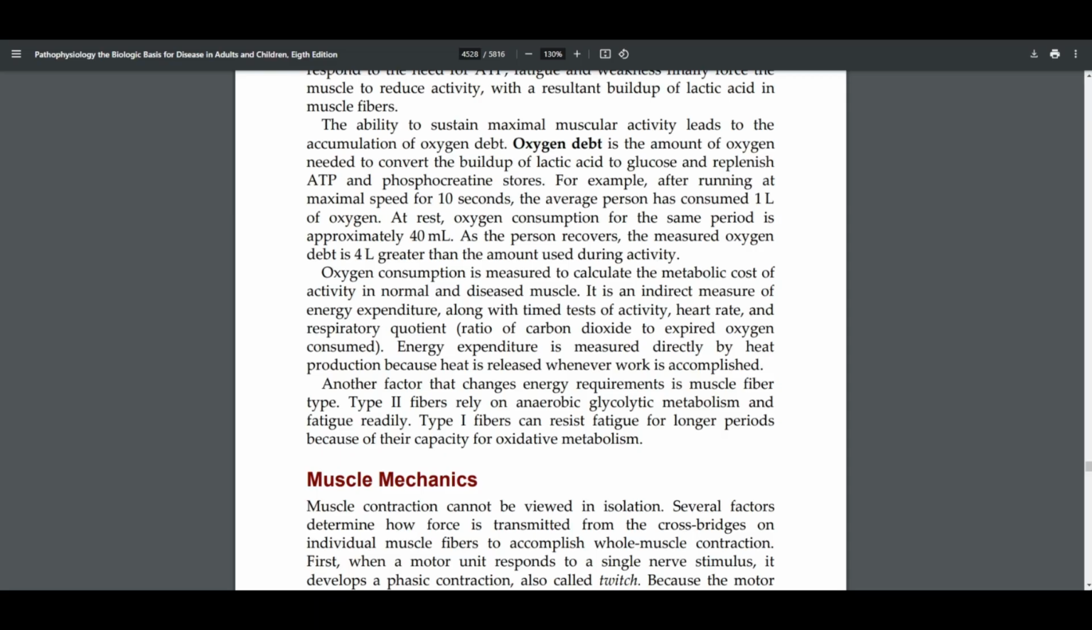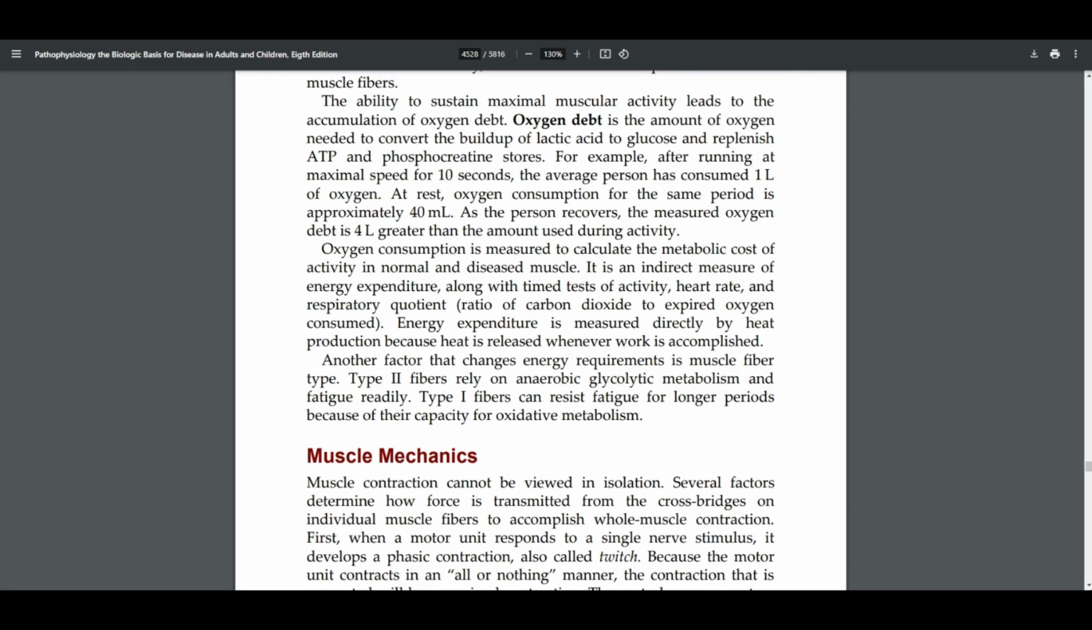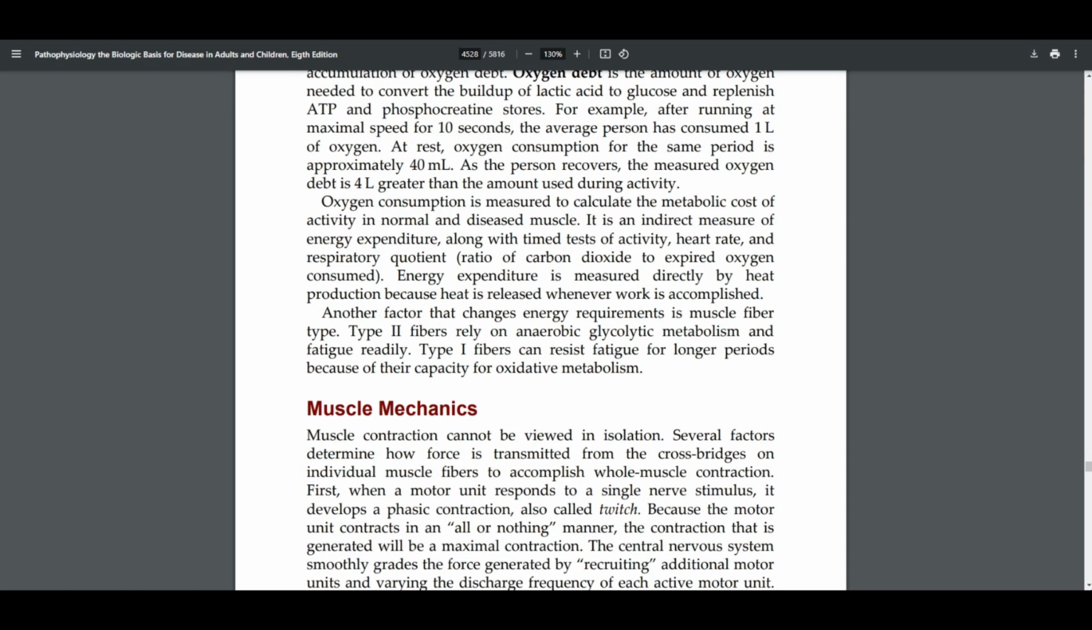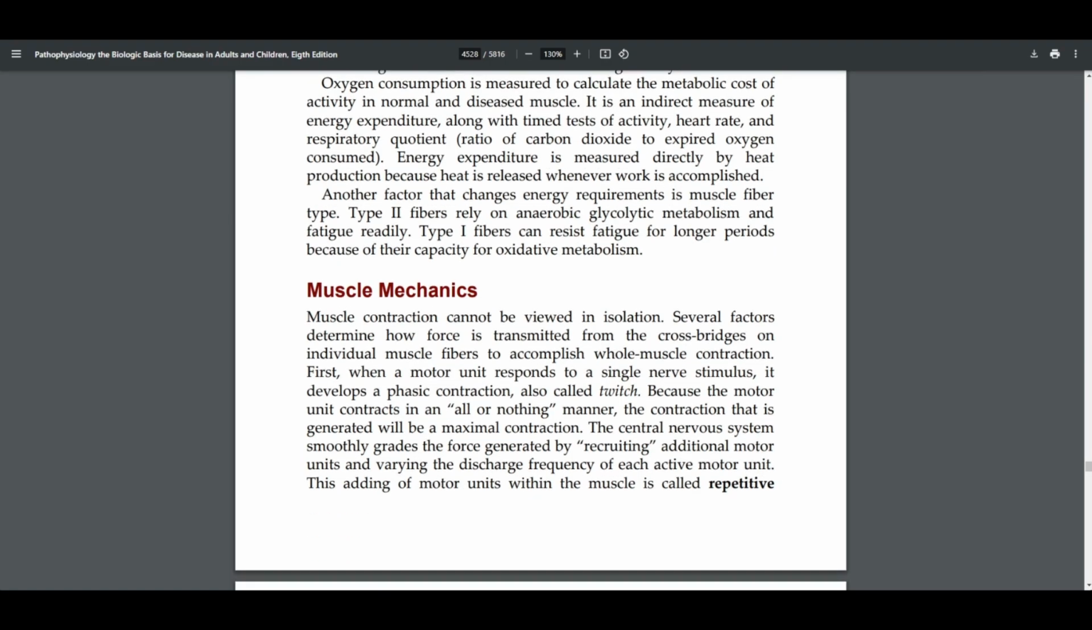It is an indirect measurement of energy expenditure along with time tests of activity, heart rate, and respiratory quotient. Energy expenditure is measured directly by heat production because heat is released whenever work is accomplished. Another factor that changes energy requirements is muscle fiber type. Type 2 fibers rely on anaerobic glycolytic metabolism and fatigue readily. Type 1 fibers can resist fatigue for long periods because of their capacity for oxidative metabolism.